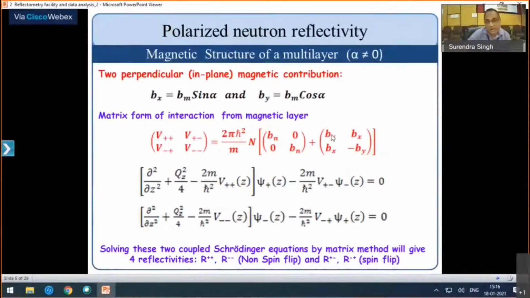And putting this potential again in the Schrodinger equations, we will have this kind of coupled equations. Okay, and this one can solve like we did. R minus plus. So basically, we have to split the component of the magnetizers, and then we can get the four reflectivity from the sample, and which will give us the detailed magnetic structure.